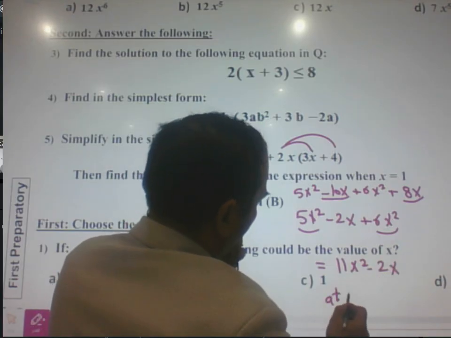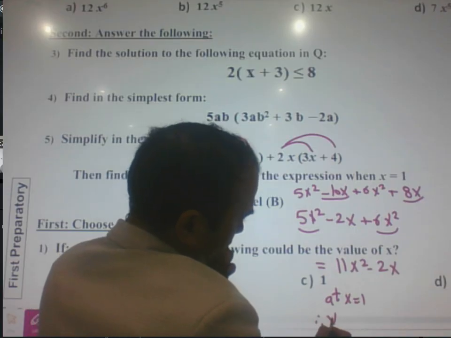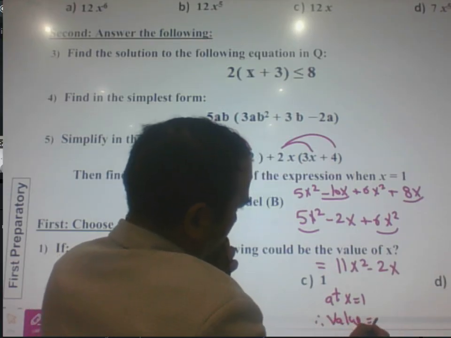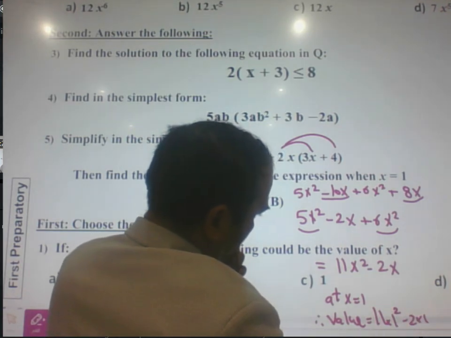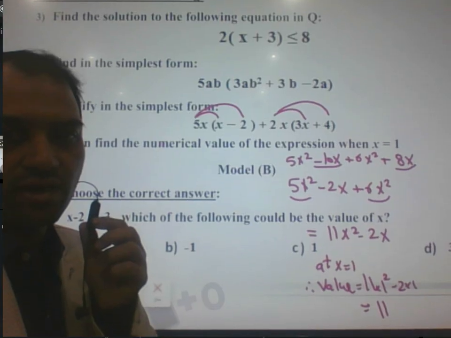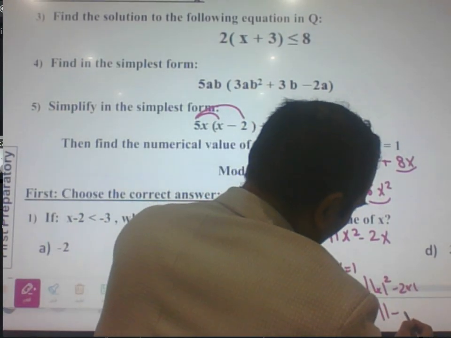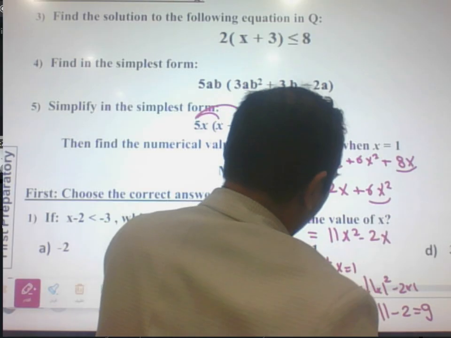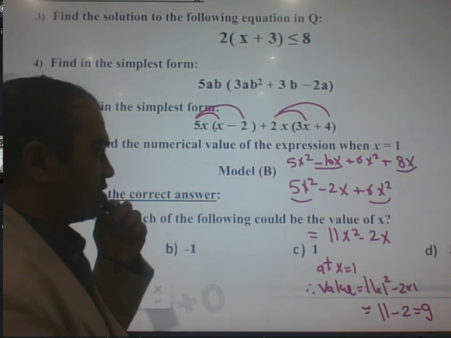Now we can find the value at x equals 1. The value will be equal to 11 times 1^2 subtract 2 times 1. 11 times 1 will be 11. Subtract 2 times 1 is 2. 11 minus 2 equals 9. This is the answer to this question. The result will be 9. Understood?